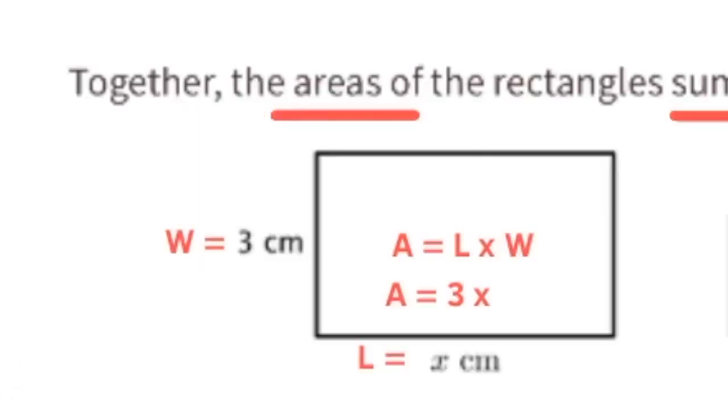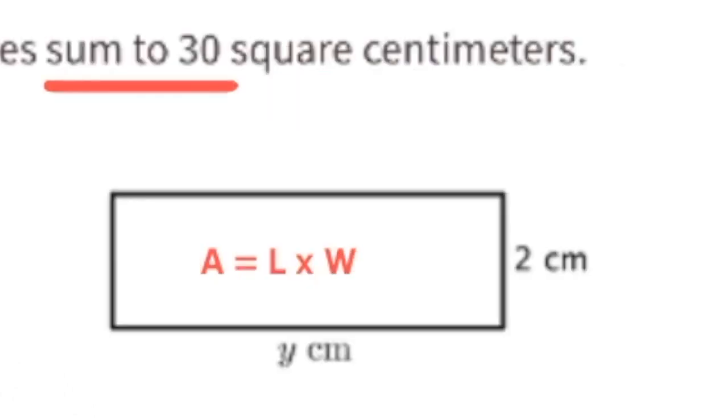For the rectangle on the left, we have the area equals length times width, which is also equivalent to width times length. And since the length is x, and the width is 3, the area equals 3x, or 3 times x. And for the rectangle on the right, again we have area equals length times width, and in this case the length is y and the width is 2. So the area equals 2y, or 2 times y.